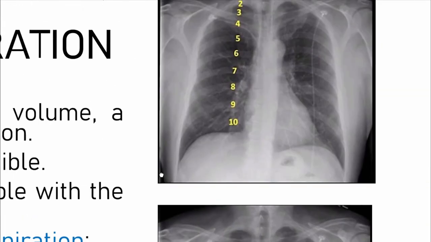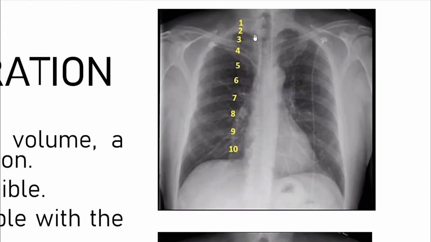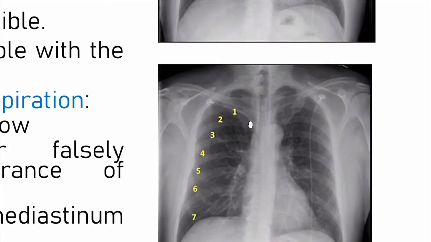So the posterior ribs are the ones that you can easily see here. If we count them, we have 1, 2, 3, 4, 5, 6, 7, 8, 9, 10. So there should be about 9 to 10 posterior ribs. Then the anterior ribs are the ones that are coming in this direction.